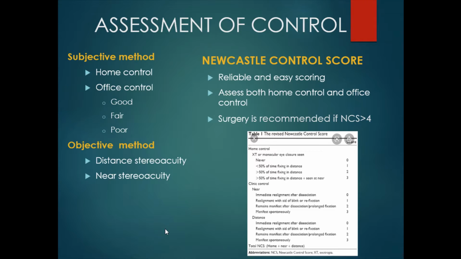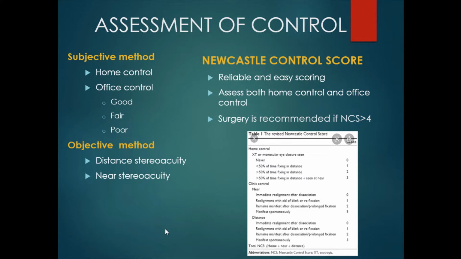A good control is one when the child remains orthophoric, and only when you try to patch does the deviation start. That is called a good control. A fair control is when there is a deviation, and in the blink of an eye the deviation disappears, or the child brings the eyes into orthophoric position. The poor is, even if they try to do this, if it doesn't get better, then it is a poor control. The other objective methods to assess would be distance stereo acuity and near stereo acuity.